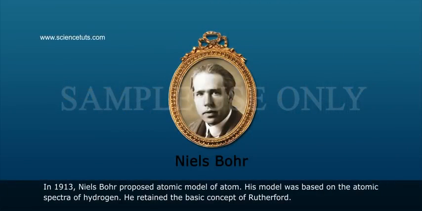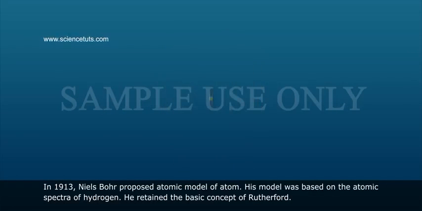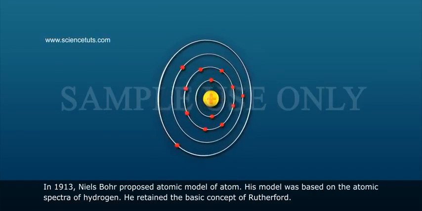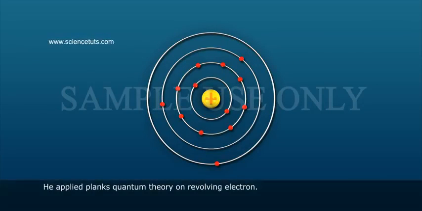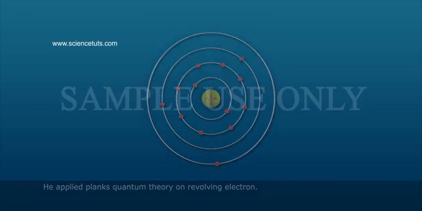In 1913, Niels Bohr proposed the atomic model of the atom. His model was based on the atomic spectra of hydrogen. He retained the basic concept of Rutherford. He applied Planck's quantum theory on the revolving electron.